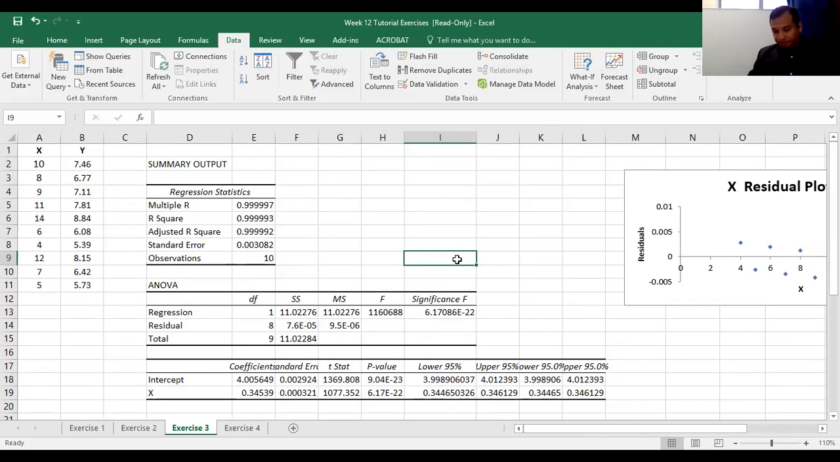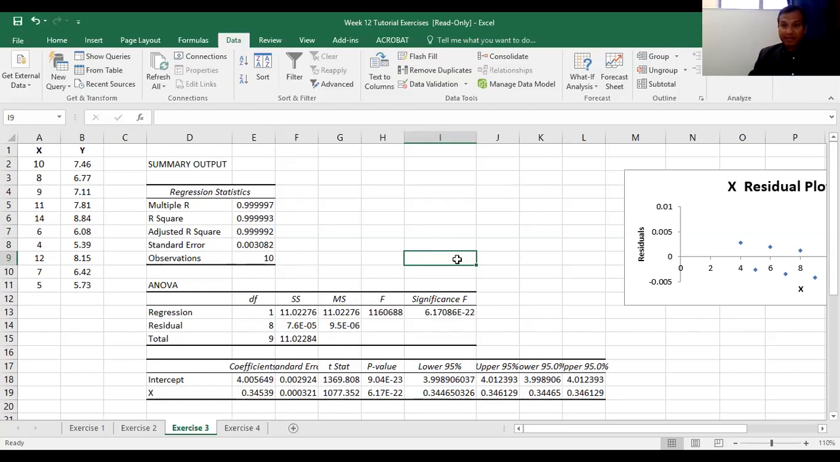Part A. From the scatter plot, what is the relationship between x and y? What we have seen on the screen, the scatter plot, tells us that there is a positive relationship between x and y. That is part A.